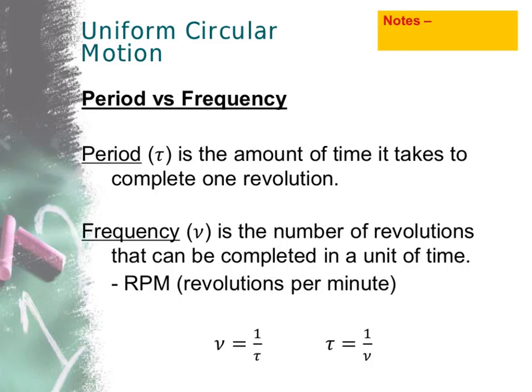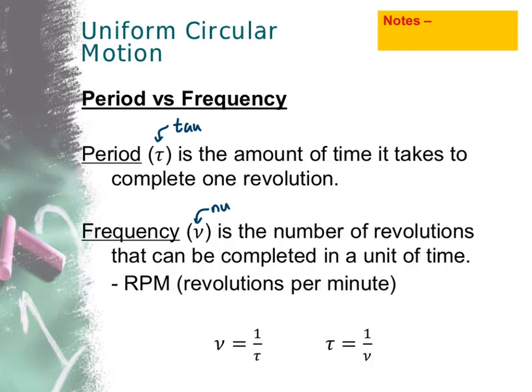So, period, we already know this, but I'm just going to put this up here. And if you want to refresh your memory, you can go ahead and write this down in your notes. So let's remember that this is the Greek letter tau. But the new term that I want to introduce to you is the word frequency. And we usually use the Greek letter nu, N-U, for frequency. So nu is the number of revolutions that can be completed in a unit of time.